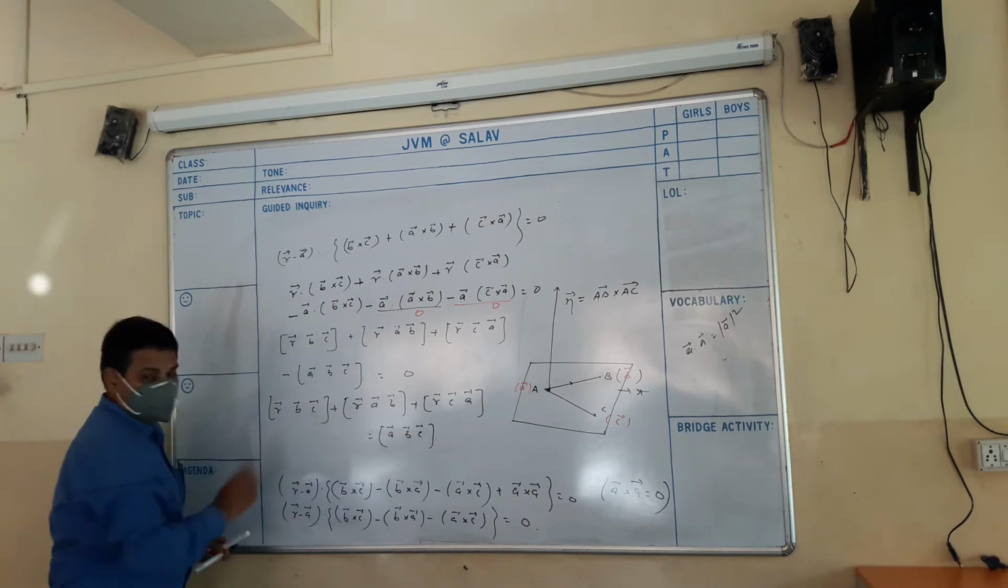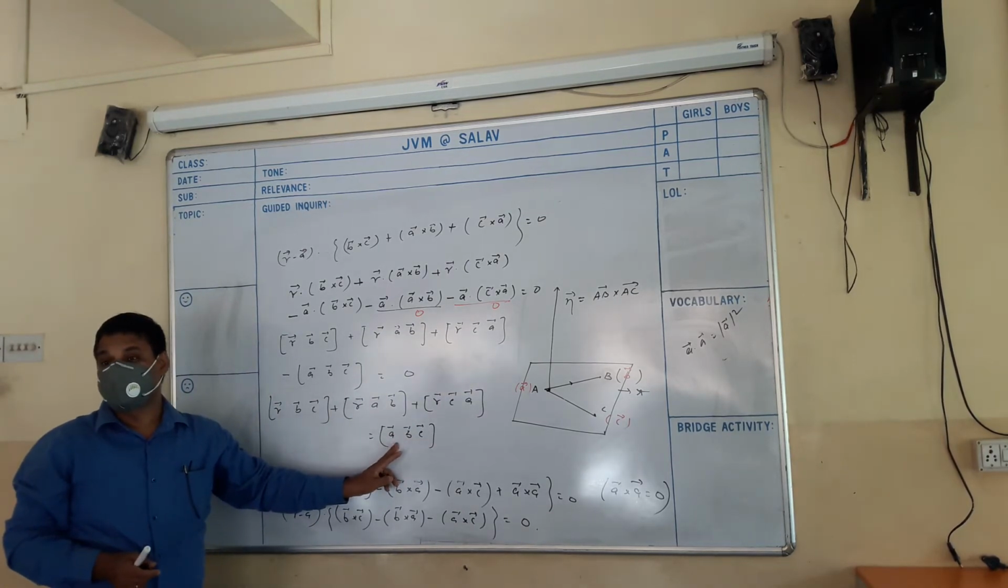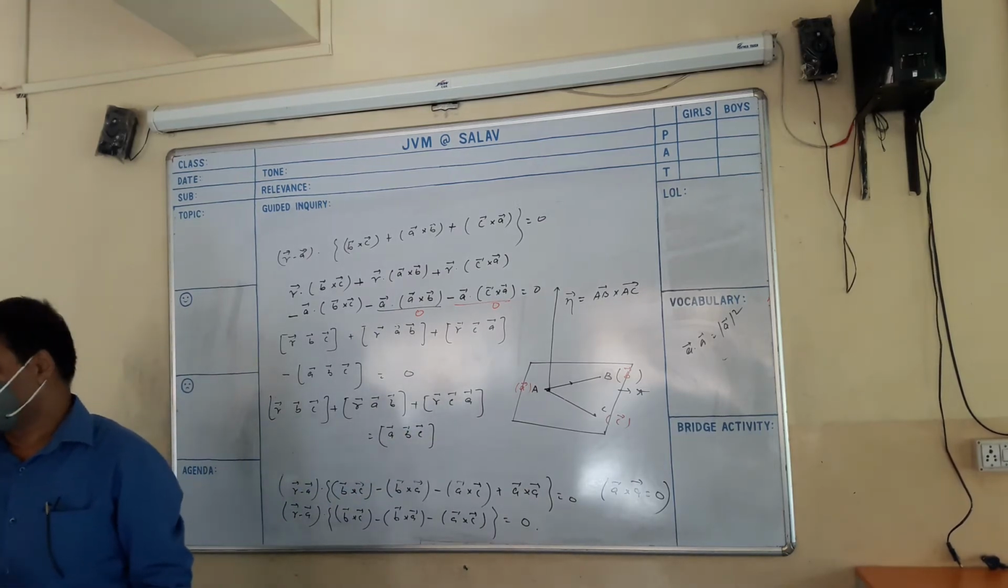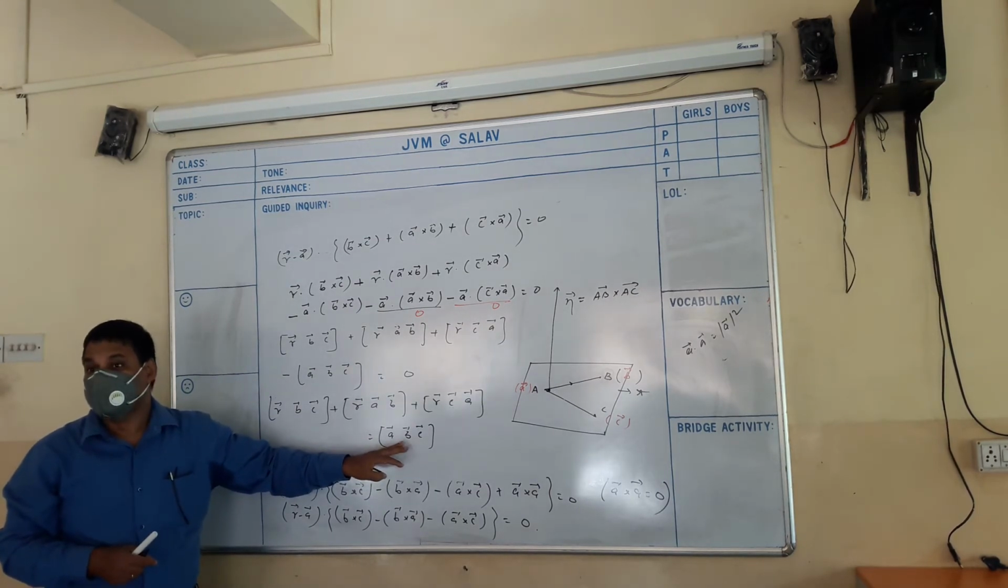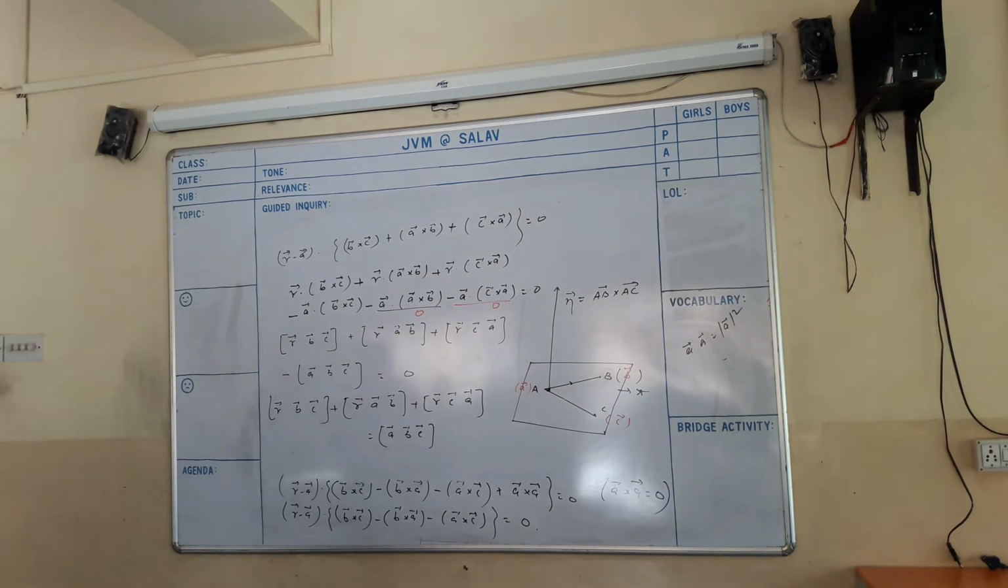You transfer that side, you will get [A B C]. It means A dot vector B cross C. If you get this, you will get the answer. Clear? [A B C] means A dot vector B cross C. Clear? Yes.